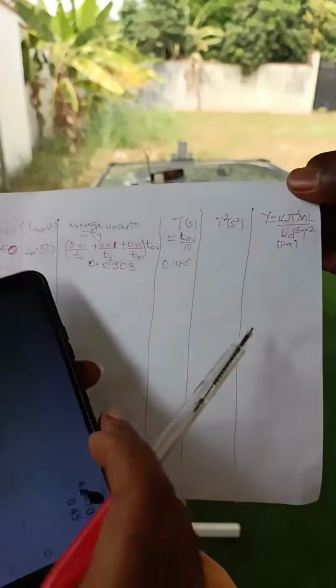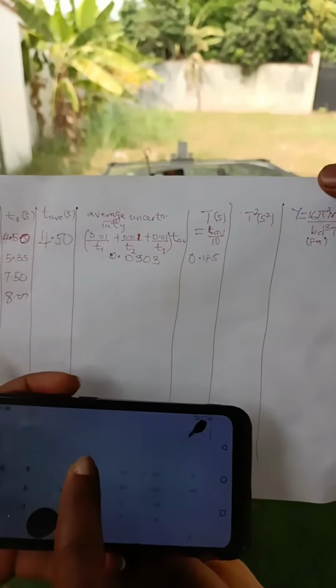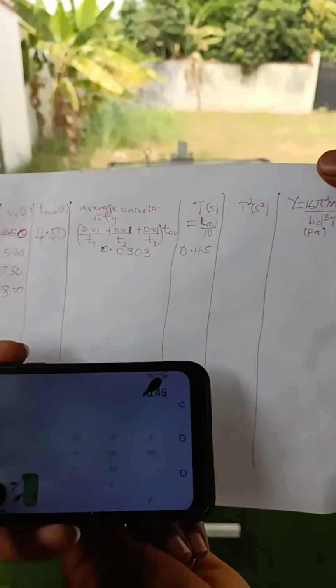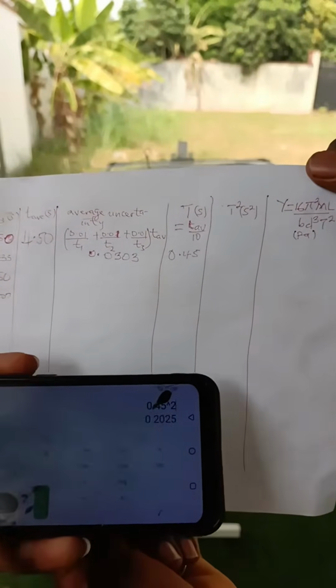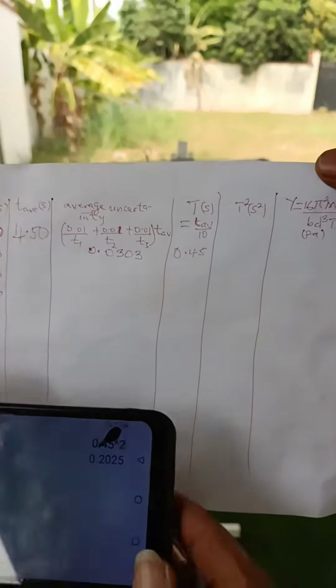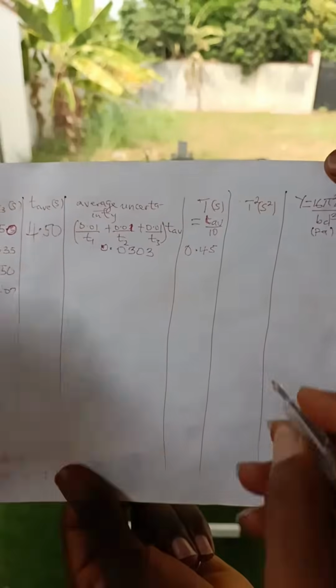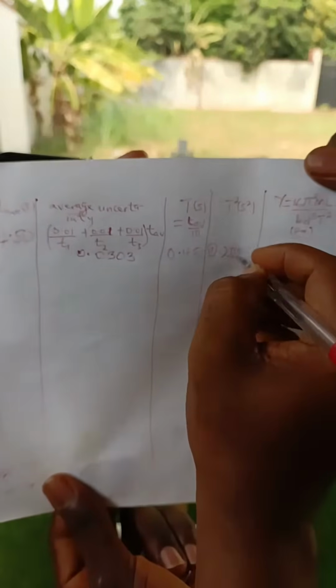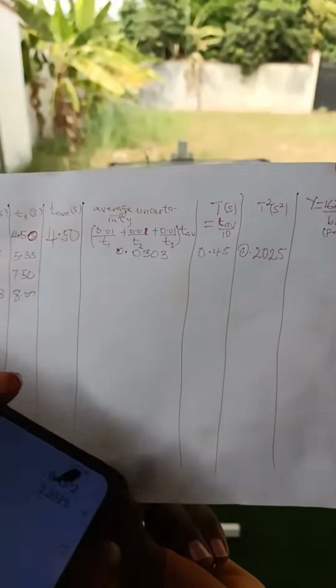Are you following right? Yes. So it's going to be 0.45 raised to power 2, which is the same as 0.45 times 0.45. And this gives us 0.2025. Then we come over to this.